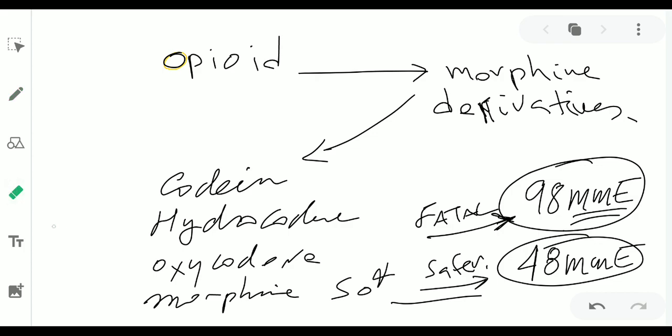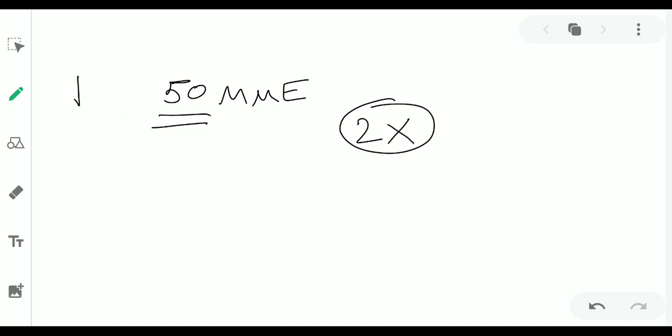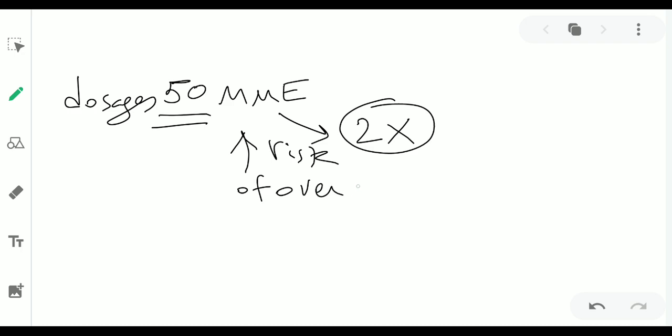Now, let's go back here. The information I'm providing you is also on the CDC site, and I'm using that as a reference. Dosages at about 50 morphine milliequivalent, dosages above that amount, increase the risk of overdose by twofold.